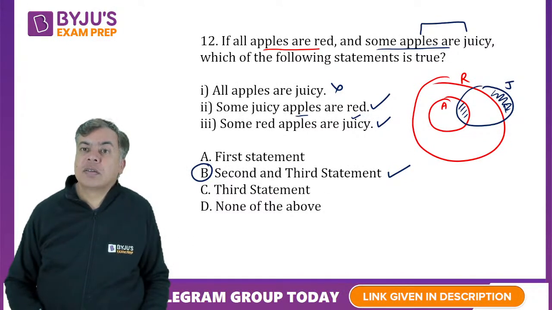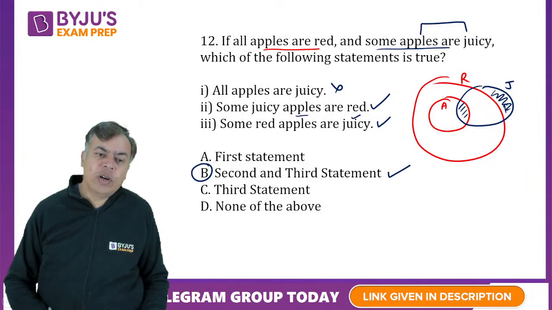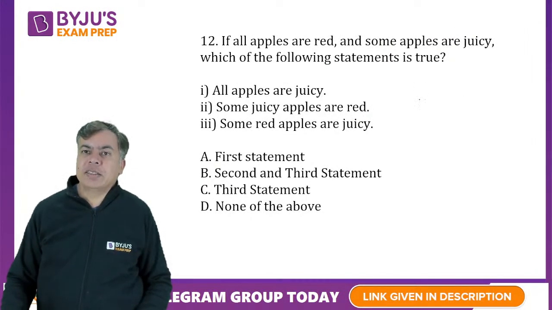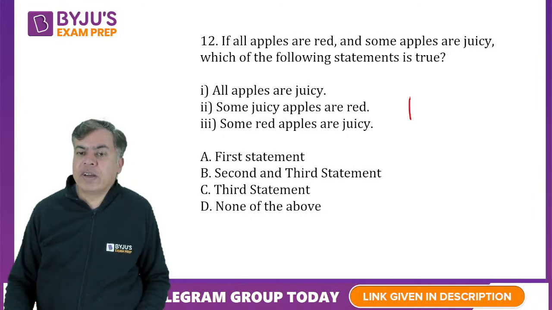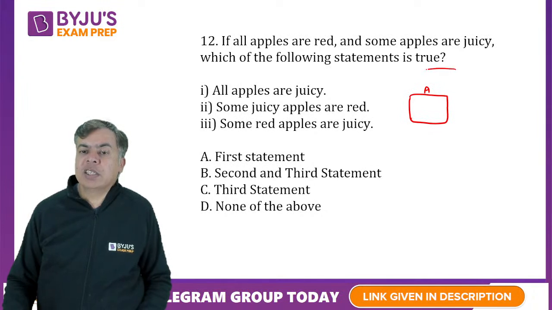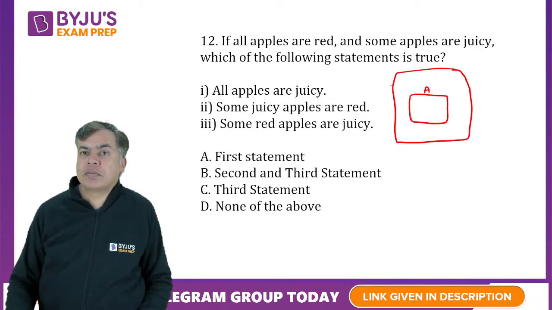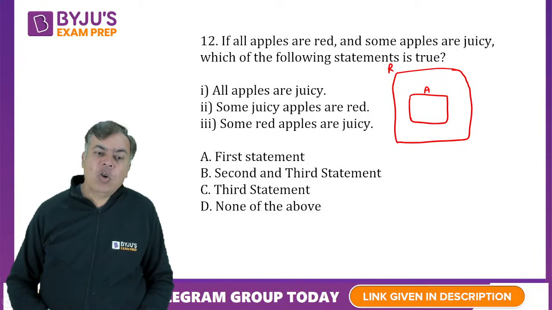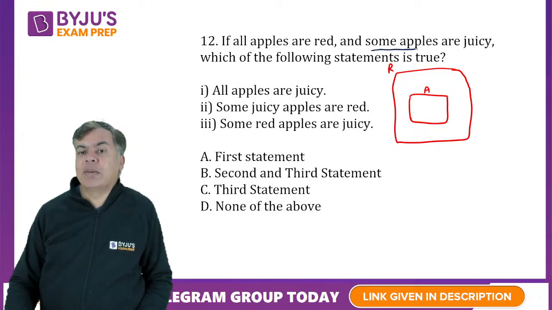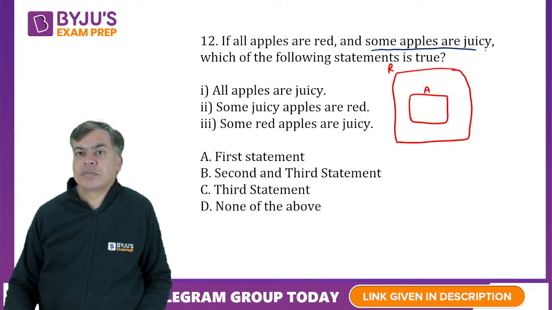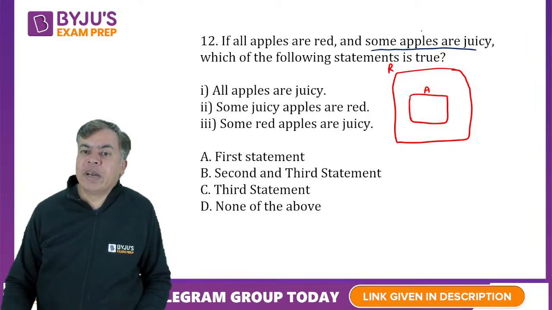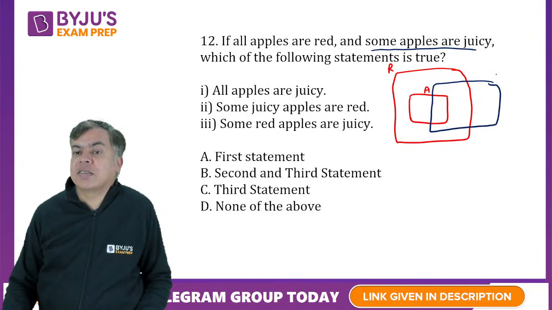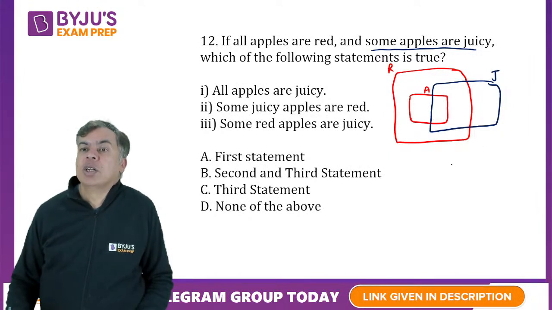Okay. How to tackle? You will draw the Venn diagram. Simple. I think the Venn diagram is the simplest. See, he has given all apples are red. Whatever is apple must be red. Okay, all juicy are not red. Now when he says the second statement, some apples are juicy, juicy is a separate set.